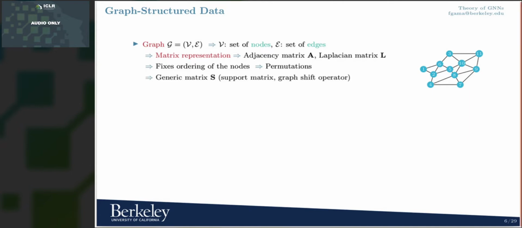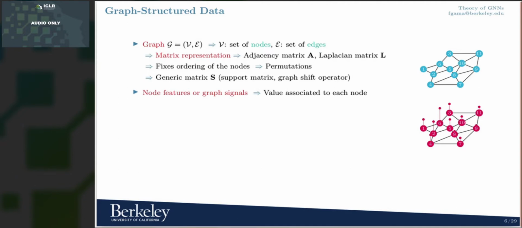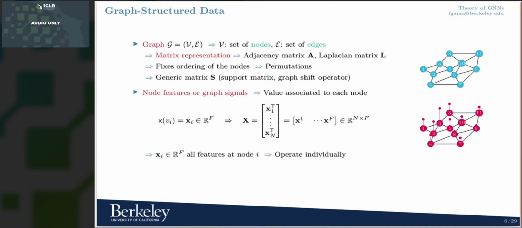From now on, we will refer to a generic matrix called S to describe the graph. The S comes from support matrix, that is, a matrix describing the graph support, or from graph shift operator if you are familiar with the graph signal processing literature. We also consider that the data is described in terms of node features or graph signals. That is, we have a value associated to each node. For example, we associate a vector of dimension f to each node, and we can collect all of these features in a matrix of size n times f, where n is the number of nodes.